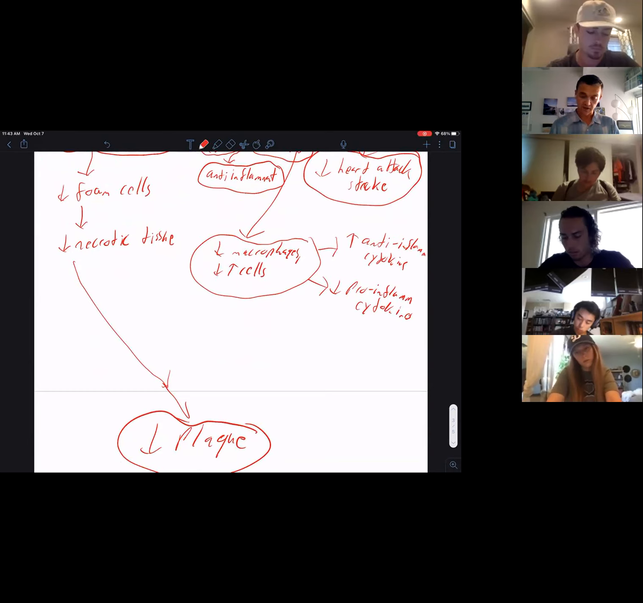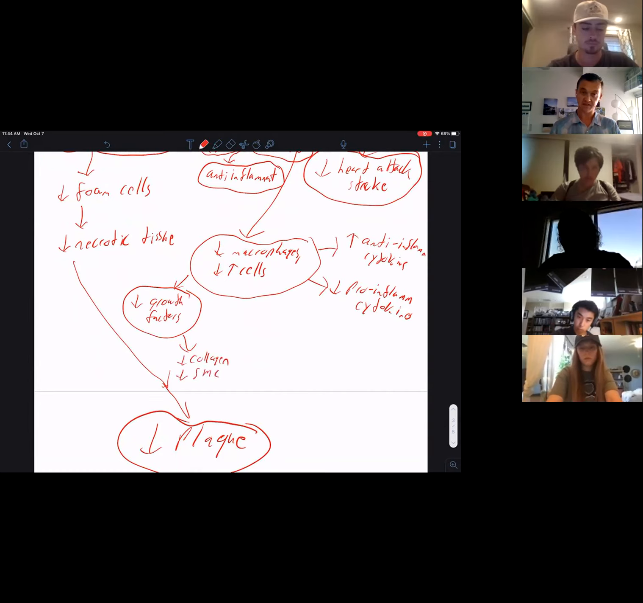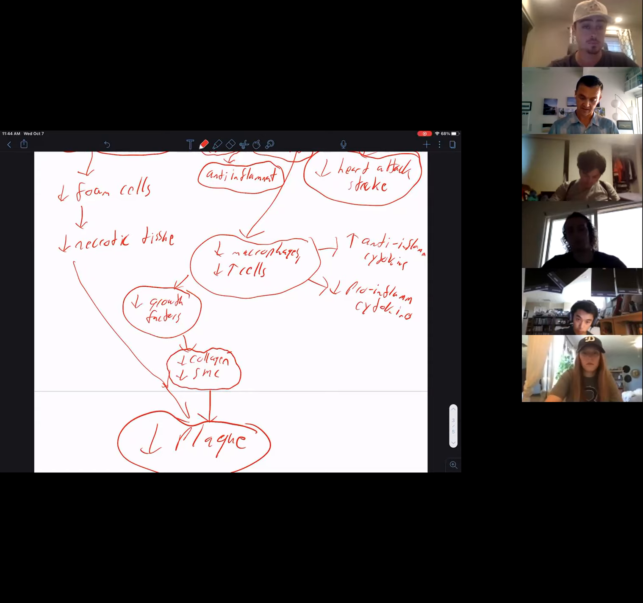Okay, so the other things that macrophages and T cells cause, well, they release growth factors, right? We talked about growth factors, so we have a decrease in growth factors. Okay, that's going to lead to a decrease in collagen and a decrease, I'm going to say SMCs, which are smooth muscle cells. Okay, and those are all part of the plaque, right? So all of that's going to lead to less plaque. Okay, so we got that. So we got less collagen, less smooth muscle cells, less plaque.